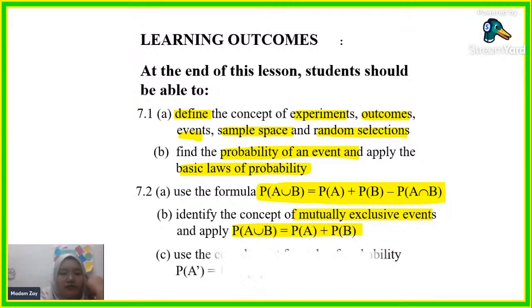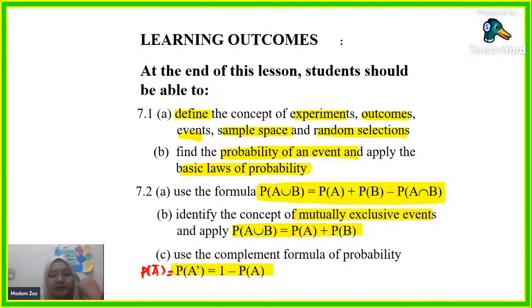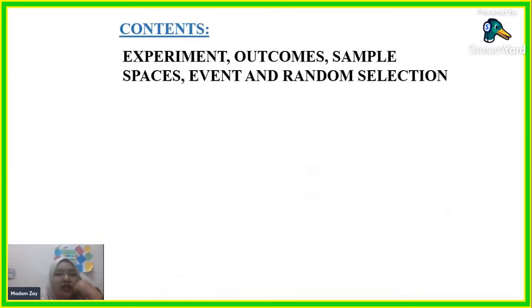And lastly, C, use the complement formula for probability. So probability of A prime is equal to 1 minus probability of A. Another method to write this is probability of A bar, which is the same as probability of A prime. So the content: experiment, outcome, sample spaces, event, and random selection. These are the terms that you have to know and understand.